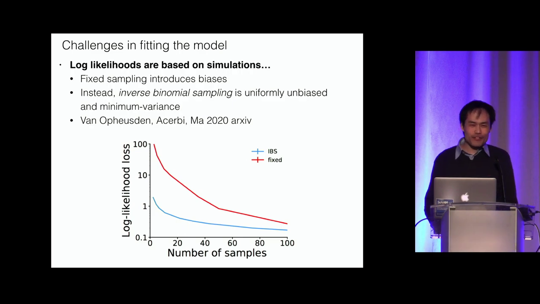So, challenges in fitting the model. One is that log likelihoods are based on simulations. So if you simulate, let's say, always 1,000 times in each position, that turns out to introduce biases. I was never aware of that until Luigi, who's in the audience there, told me about it. And it turns out there's a fix for that. There's a method called inverse binomial sampling that gives you a uniformly unbiased and minimum variance estimator of the log likelihood based on samples. Check out Bas and Luigi's preprint to see the details.